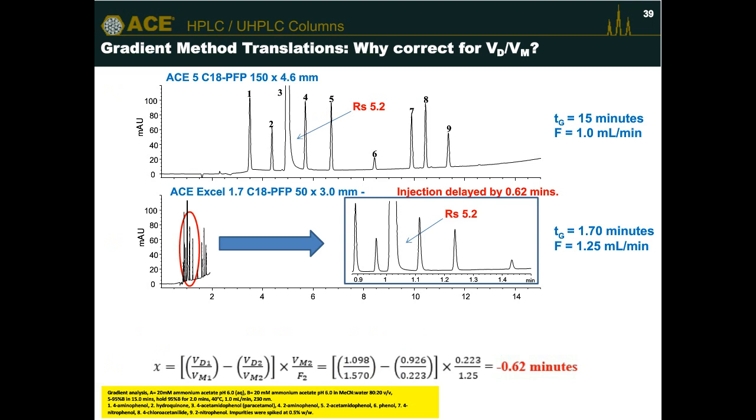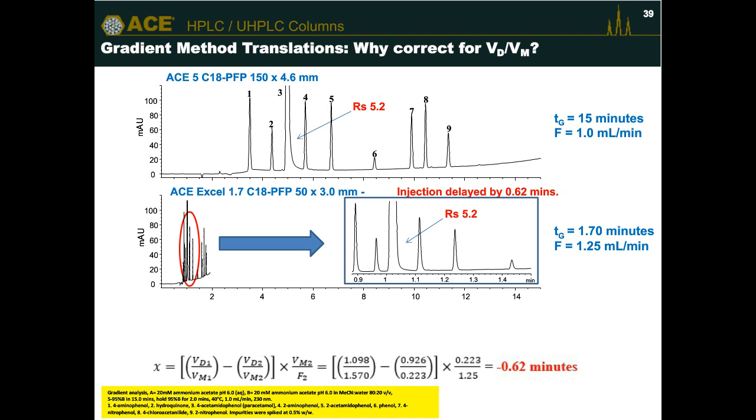Here we have a 5 micron C18 column, C18 PFP, 15 by 4.6, 15-minute gradient time, and 1 mL/min. We've moved this onto a much smaller column, so only a 5 centimeter column now with a smaller particle size, and had to modify the method to include a delayed injection. And that was determined by the equation at the bottom of the screen.